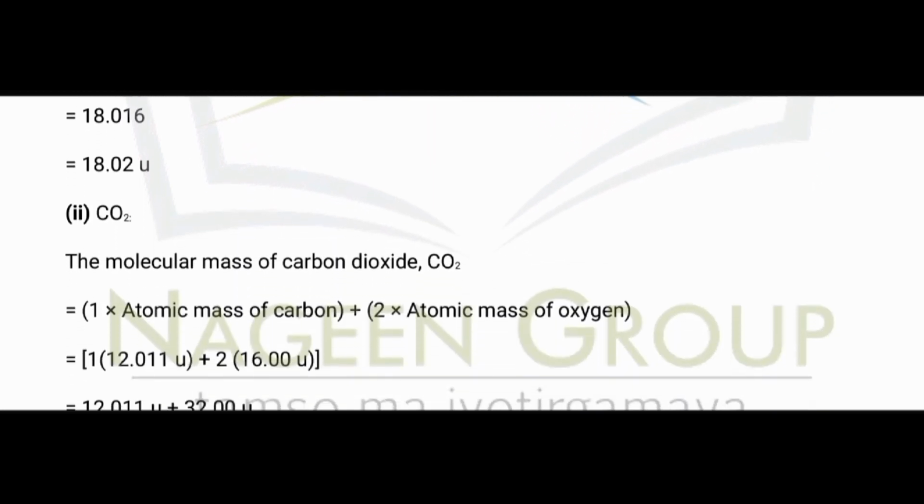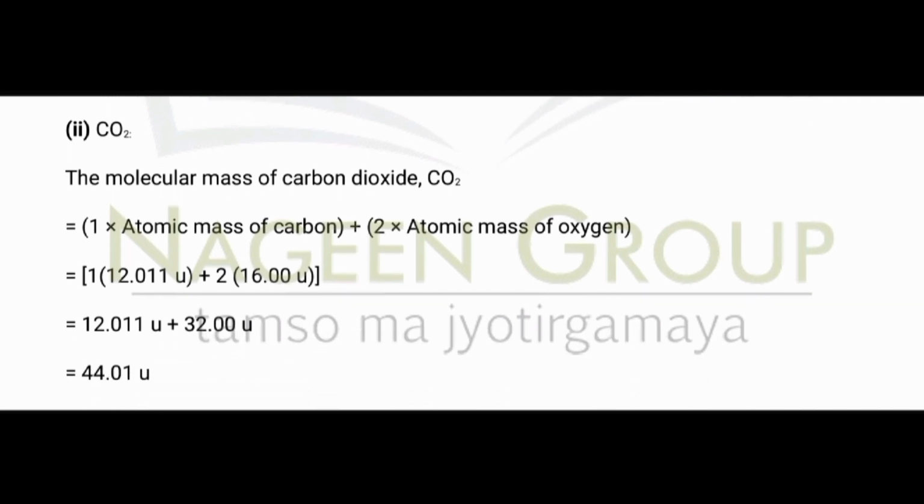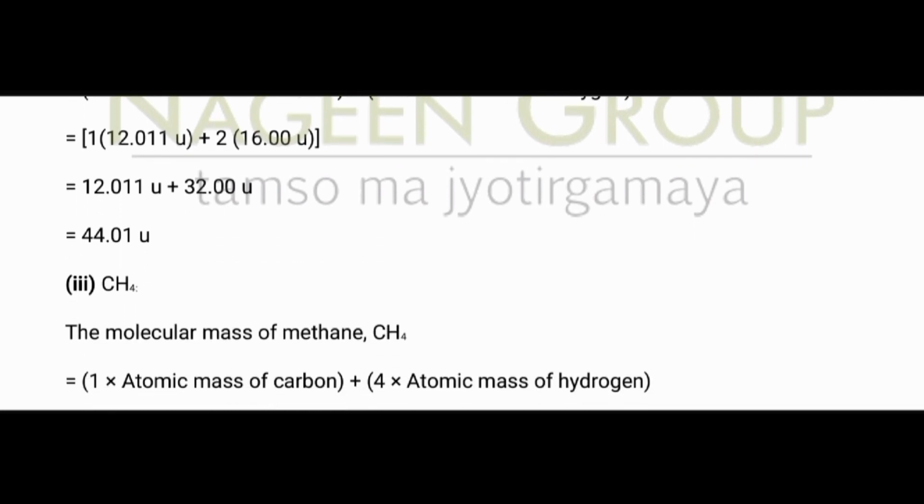Next is CO2. 1 into the atomic mass of carbon, because carbon has only one atom. Oxygen has 2 atoms, so 2 multiplied by the atomic mass of oxygen. The atomic mass of carbon is 12 and of oxygen is 16. So 12 plus 2 into 16, which is 12 plus 32, equal to 44.